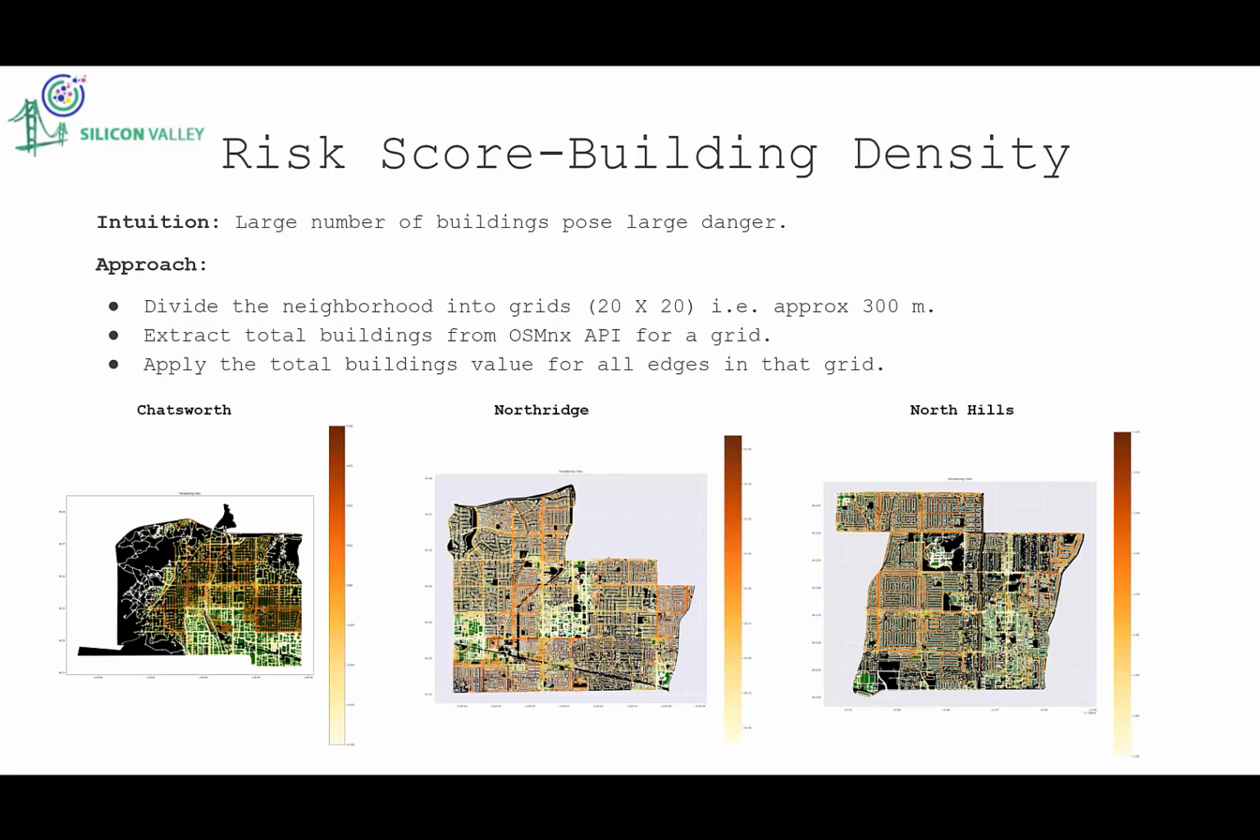The first risk factor is the building density. The intuition behind this risk factor is that a large number of buildings on a given road or a neighborhood would pose a larger danger during an earthquake. The way this risk score was calculated was we divided the neighborhood into 20 by 20 grids. We extracted the total number of buildings from the OSMnx API for that grid, and then we applied the total building value on all the edges in that grid.